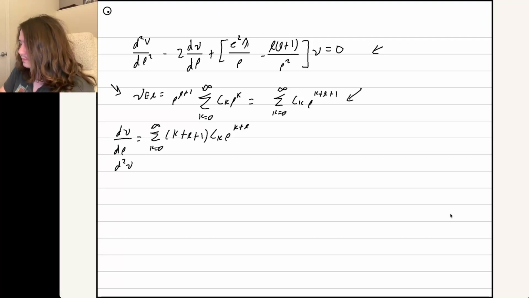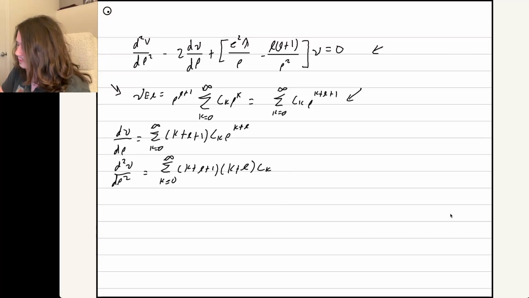And then the second derivative will be just that same stuff, but multiplied by k plus L now, ck, and then you get a rho to the k plus L minus 1. So let's expand the differential equation using what we got for the derivatives.